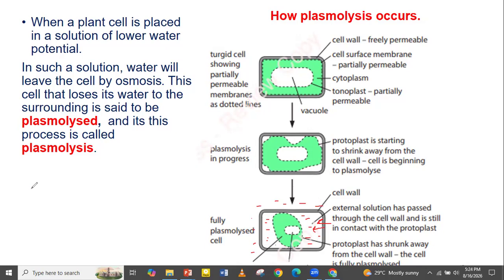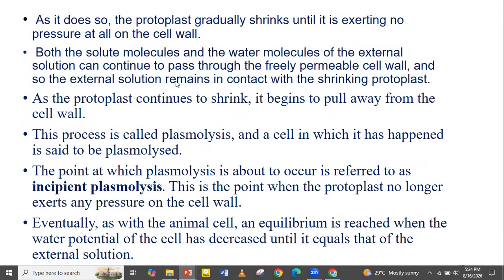So here the cell is fully plasmolyzed, and plasmolysis makes plant cells wilt. Why? Because some plants derive their support from turgid cells. If the turgid cells have become plasmolyzed, then the plant will no longer have support. So its cells are plasmolyzed, and since it has no support, that is how wilting is going to occur within that plant. So I have been able to explain all this.